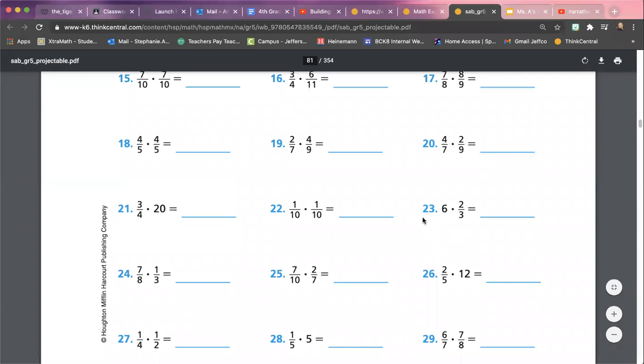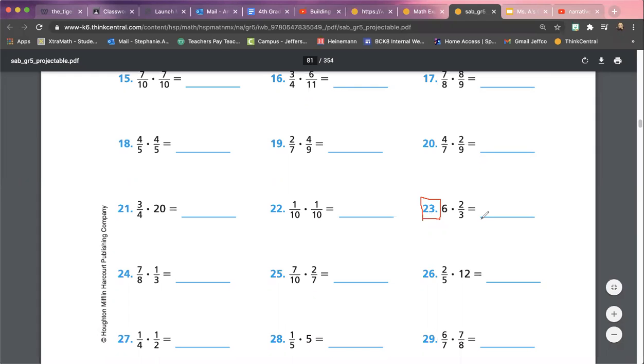Let's start with number 23 here. So I do want to have a variety of multiplying fractions and multiplying whole numbers. Thankfully, we really go about it the same way, right? But I just want to make sure that we are capable of doing both, okay?